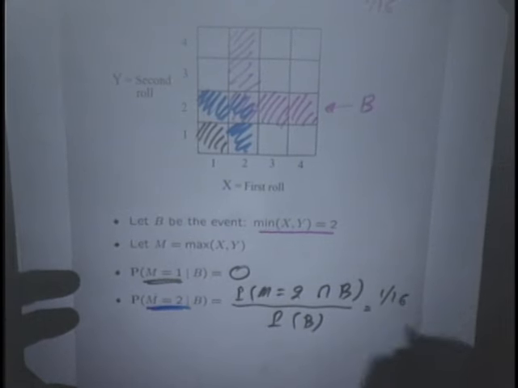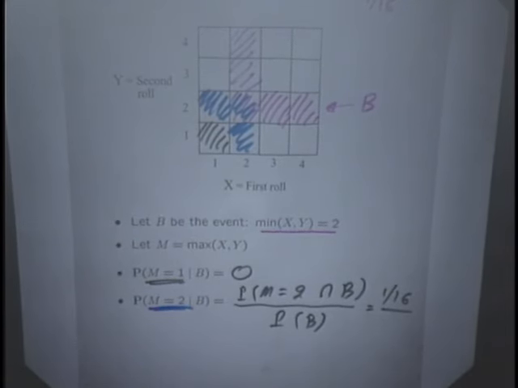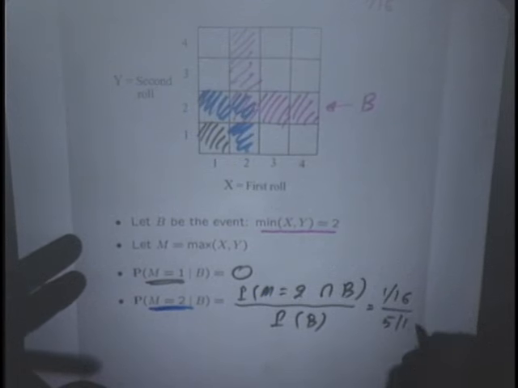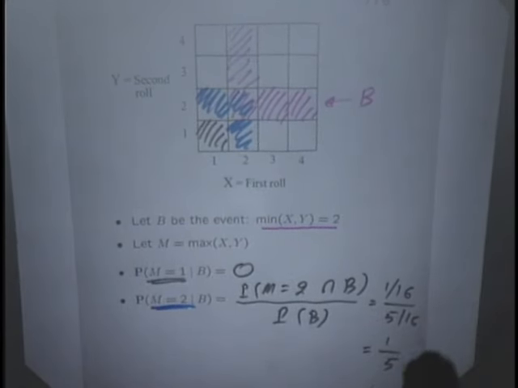So the probability of that intersection happening is 1 over 16. That's the numerator. How about the denominator? The event B consists of 5 elements, each one of which had probability 1 over 16, so that's 5 over 16. And so the answer is 1 over 5. Could we have gotten this answer in a faster way? Yes. Here's how it goes.